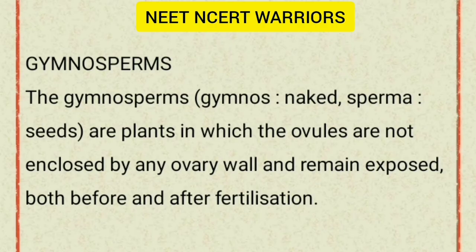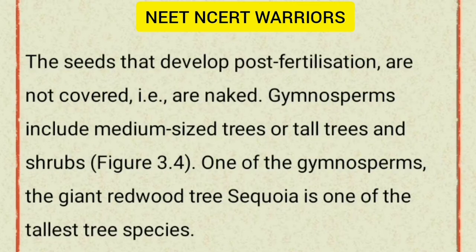Topic: Gymnosperms. The gymnosperms (gymnos, naked, and sperma, seeds) are plants in which the ovules are not enclosed by any ovary wall and remain exposed, both before and after fertilization. The seeds that develop post-fertilization are not covered, that is, are naked. Gymnosperms include medium-sized trees or tall trees and shrubs. You can see in Figure 3.4.